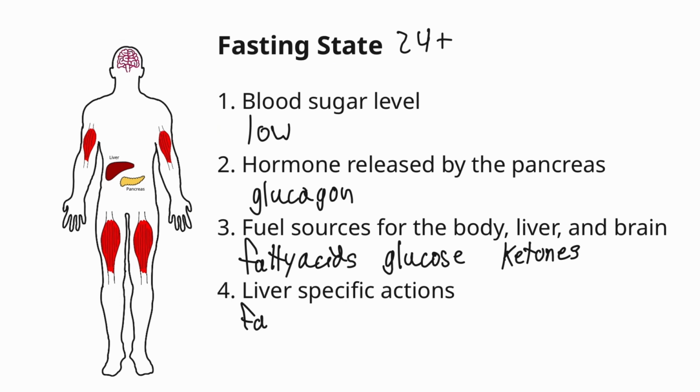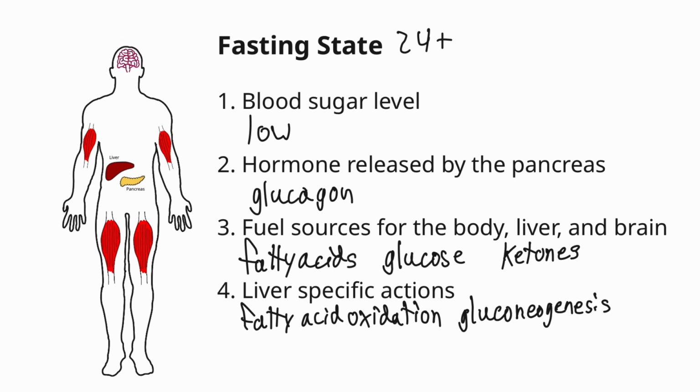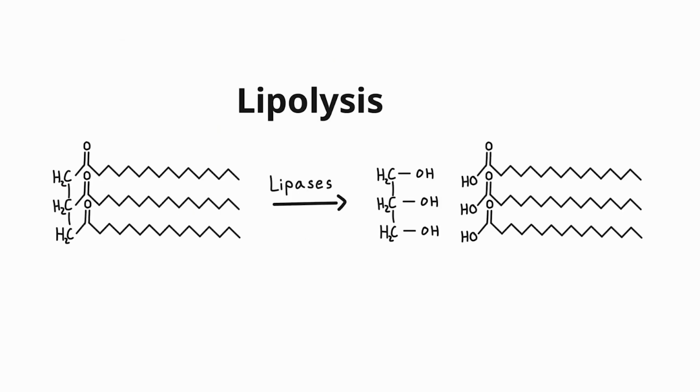It's going to be using fatty acid oxidation at a really high rate. It will be producing glucose through gluconeogenesis, and it will be producing ketones through ketogenesis. In order for different parts of the body to be able to use fatty acids as a source of fuel, we first have to break down triglycerides.